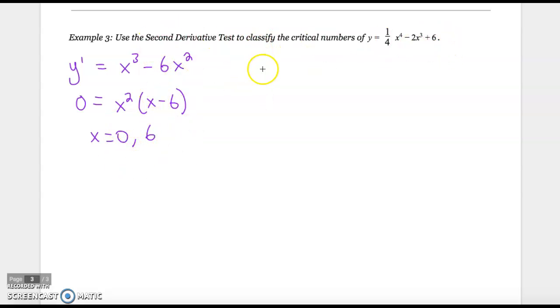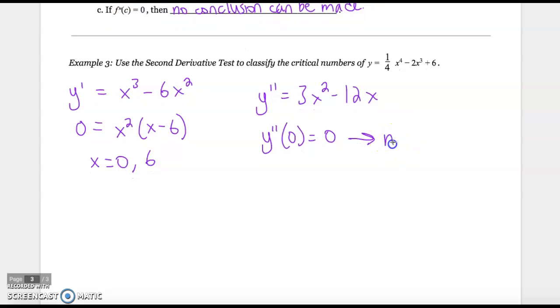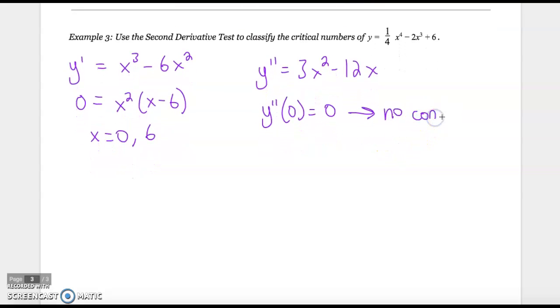I'm going to find my second derivative, which would be 3x squared minus 12x. And I'm just going to plug those in and see whether or not I get out positive or negative numbers. So if I do y double prime of 0, I get 0. So this is one of the circumstances that falls into this last category. No conclusion can be made. We'll have to revert back to our first derivative test.